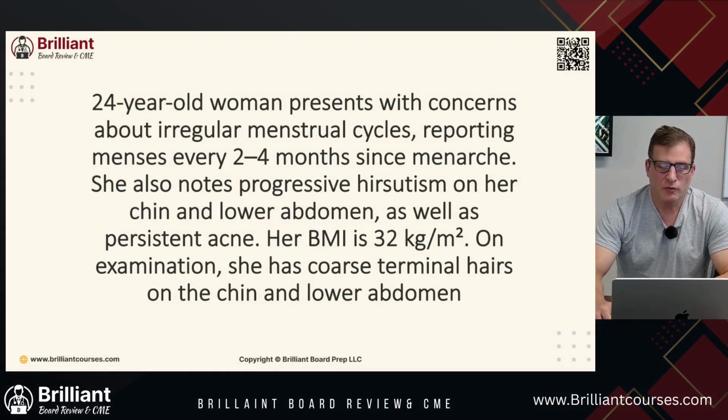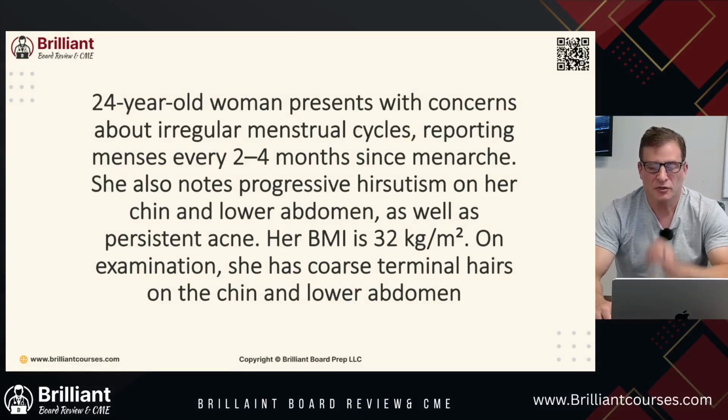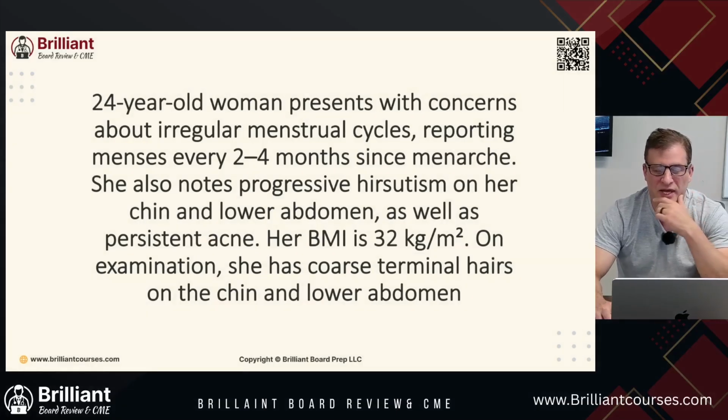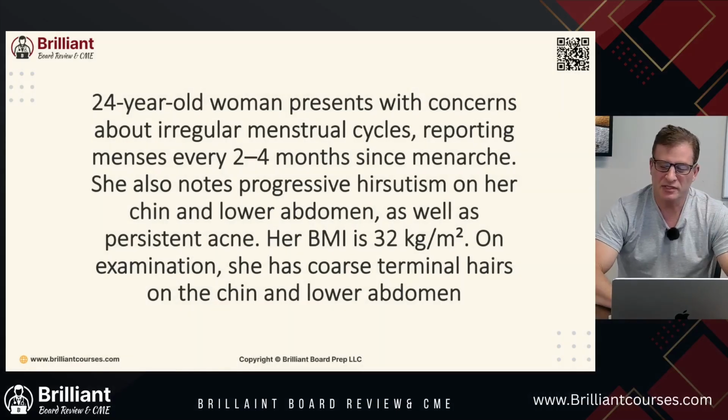This is a 24-year-old woman who presents with concerns about irregular menstrual cycles, reporting menses every 2 to 4 months since menarche. She also noted progressive hirsutism on her chin and lower abdomen, as well as persistent acne. She has a BMI of 32, so she would be considered obese. On examination, she has coarse terminal hairs on her chin and lower abdomen. Laboratory results reveal elevated total testosterone and normal prolactin. Transvaginal ultrasound demonstrates enlarged ovaries with multiple peripheral follicles. What disease is this?